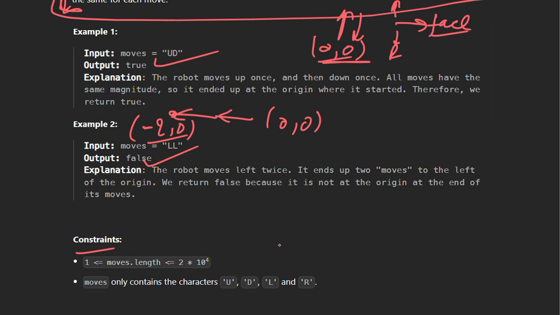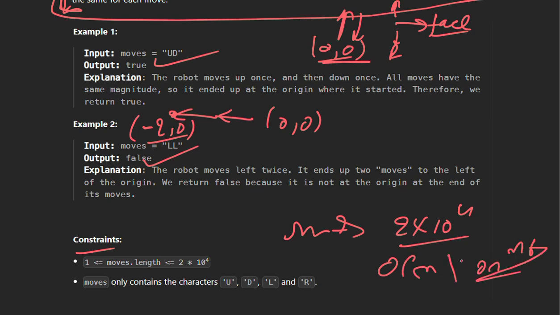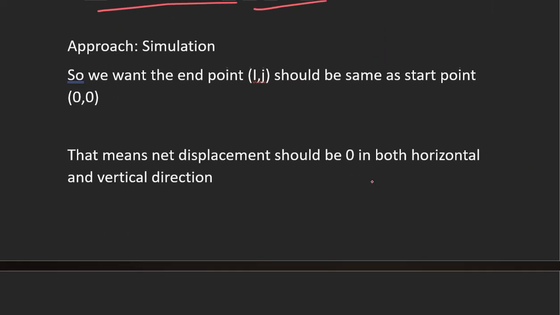If you see the constraints, the moves length, the total number of moves, is 2 into 10 to the power 4. So we have to think of a solution of O(n) or O(n log n), right? And there are only 4 types of moves. So let's move to the approach part.